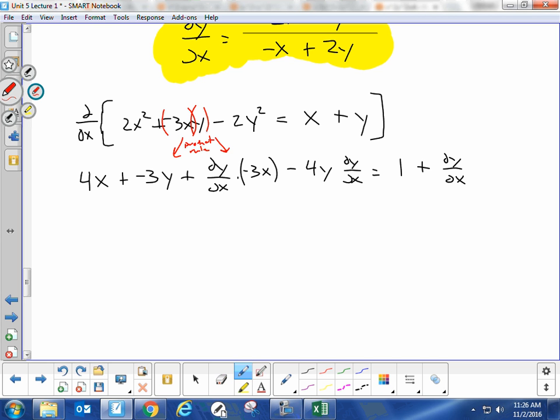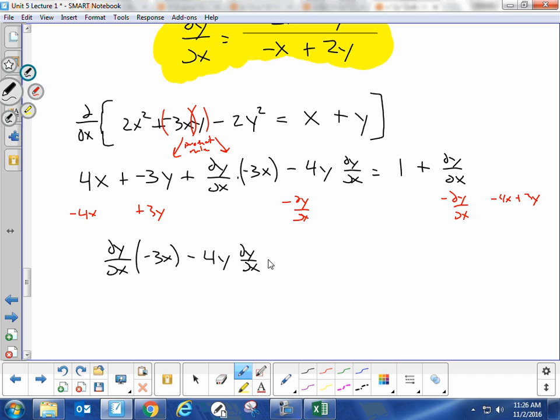So let's see. I am going to subtract a dy/dx from both sides. And I'm also going to subtract a 4x and add a 3y to both sides. Now, if you're not comfortable doing this all in one step, take your time. I'll tell you right now, your homework is not long in terms of the amount of questions, but you'll be able to see that every question takes a lot of space. There's a lot of opportunities to make mistakes.